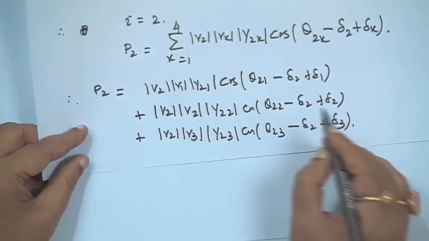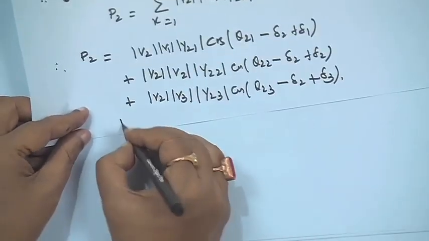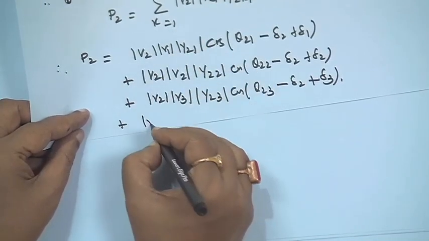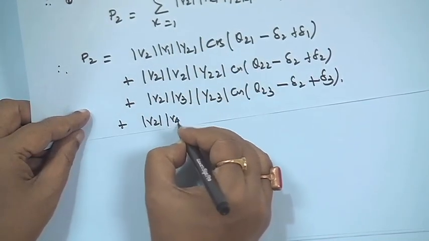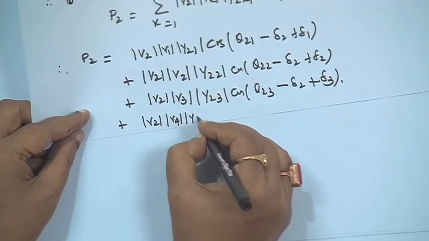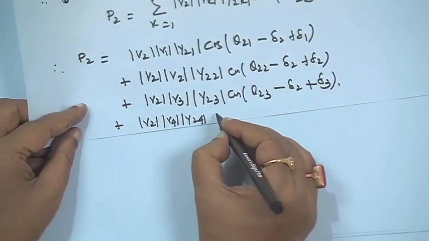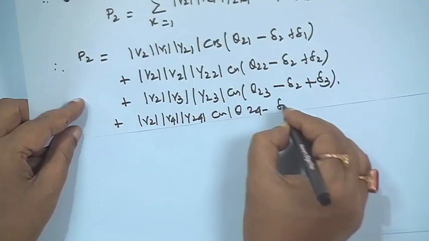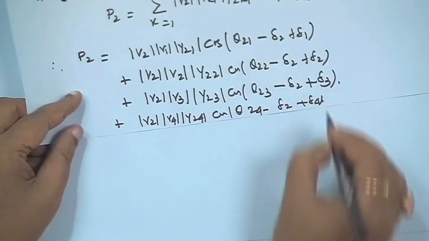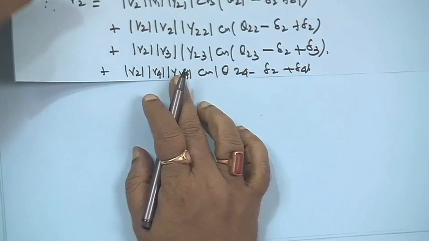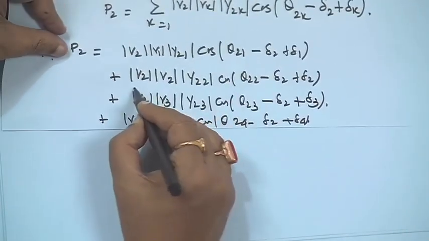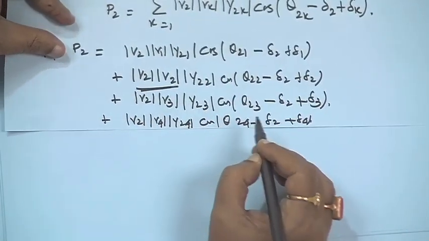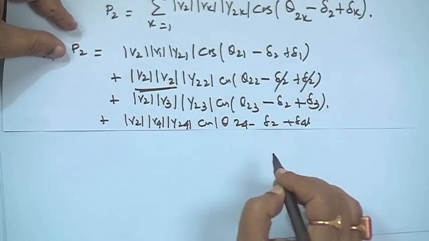This is the third, and we have taken one more, 4. So plus, when k is equal to 4, V 2, then V 4, then y 24, then cosine theta 24 minus delta 2 plus delta 4. This is the fourth term we have taken, but this is actually V 2 square, so this delta 2 will be cancelled.